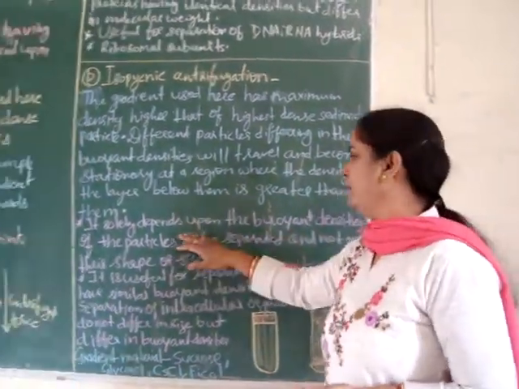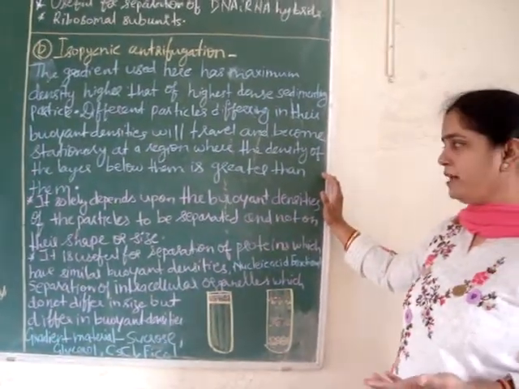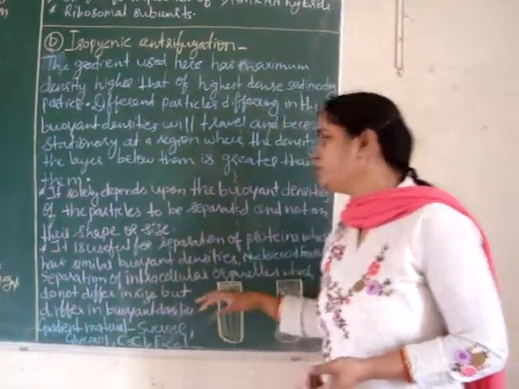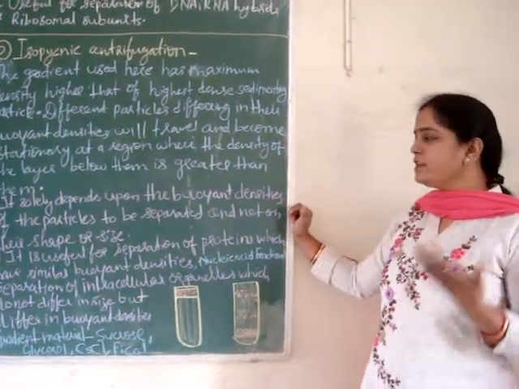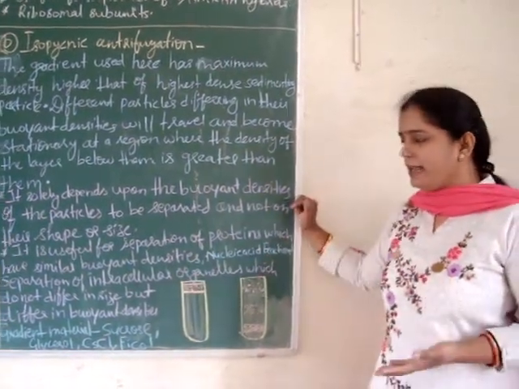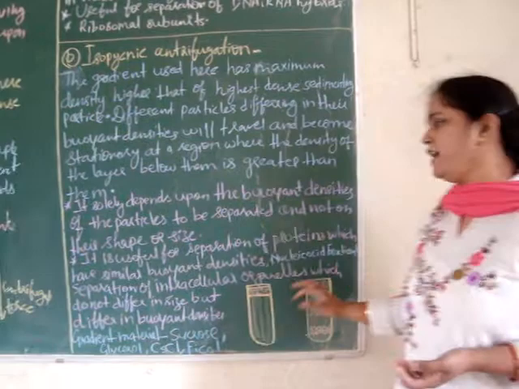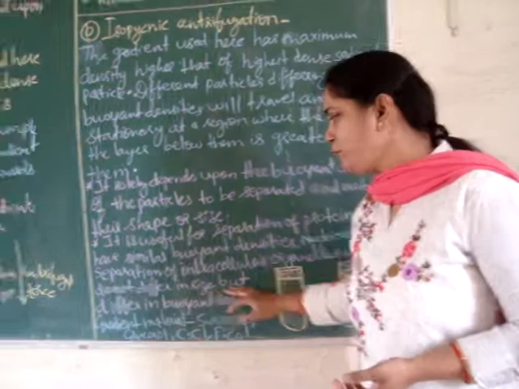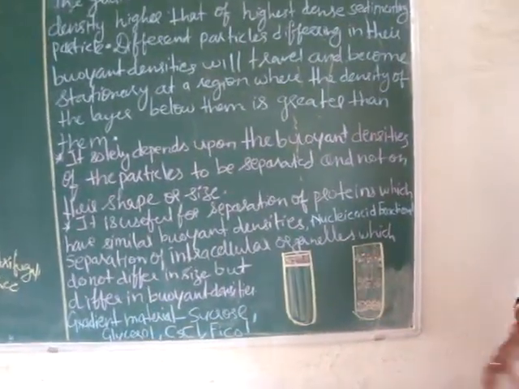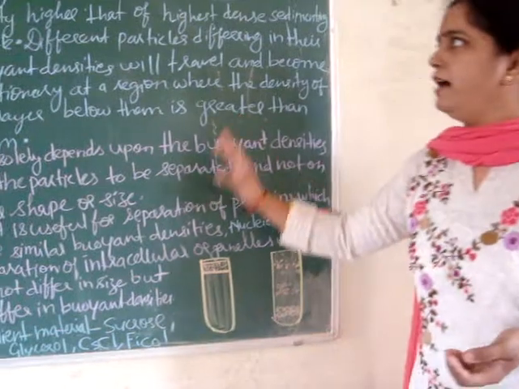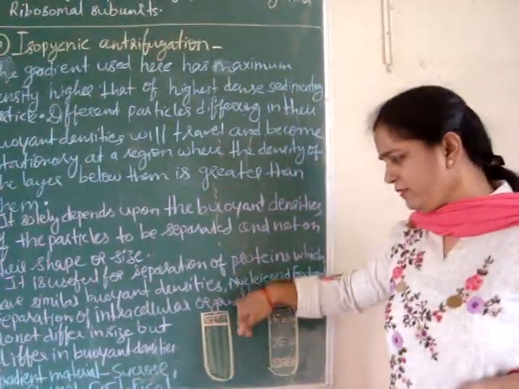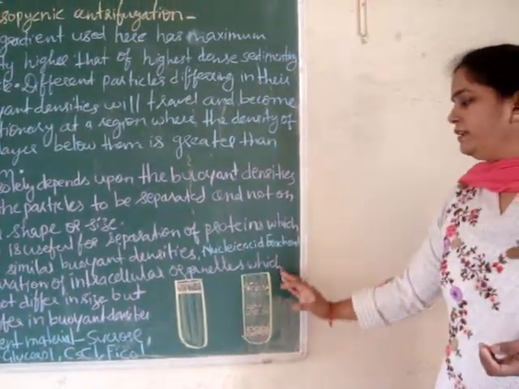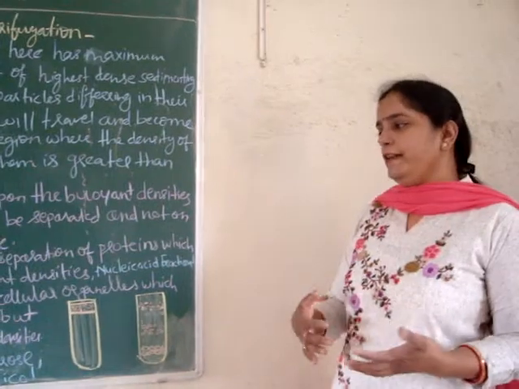Now it solely depends upon the buoyant densities of the particles to be separated, and not on their shape or size. It is useful for separation of proteins which have similar buoyant densities, for nucleic acid fractionation, and for separation of intracellular organelles which do not differ in size but differ in their buoyant densities. Here is the diagram of the isopycnic centrifugation technique, in which mixed particles of different densities separate out on the basis of their buoyant densities.